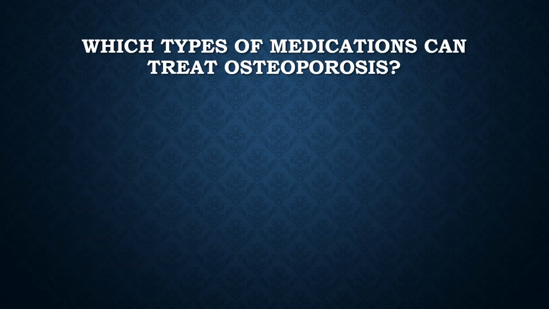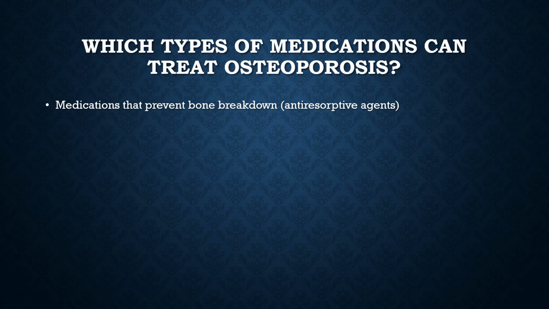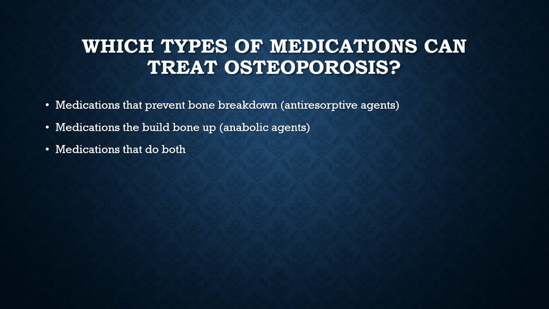Now we're going to get into the types of medications that can be used to treat osteoporosis, and the goal of treatment really is to prevent fractures. There are medications that prevent bone breakdown. These are known as anti-resorptive agents. There are also medications that build bone up, also known as anabolic agents. And then there are medications that do both.